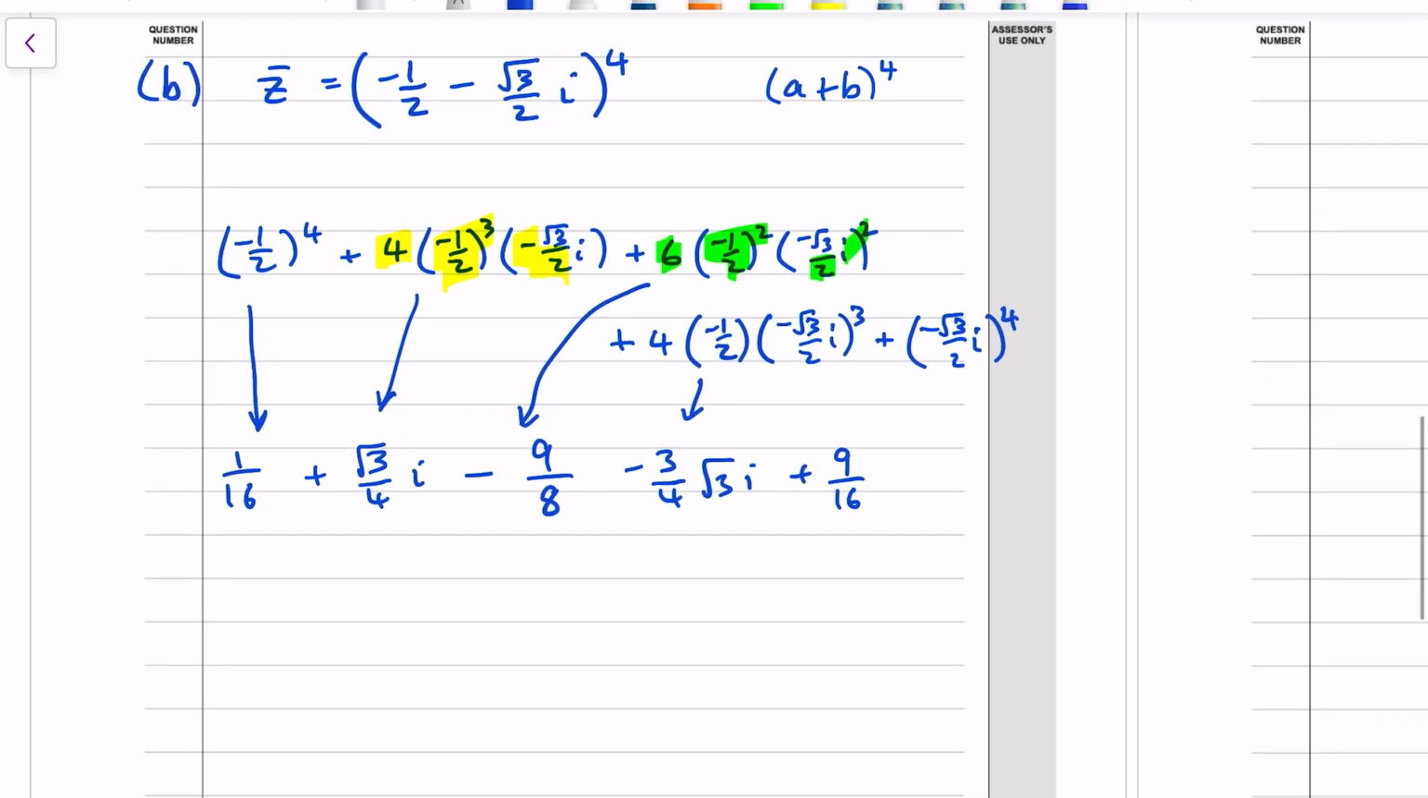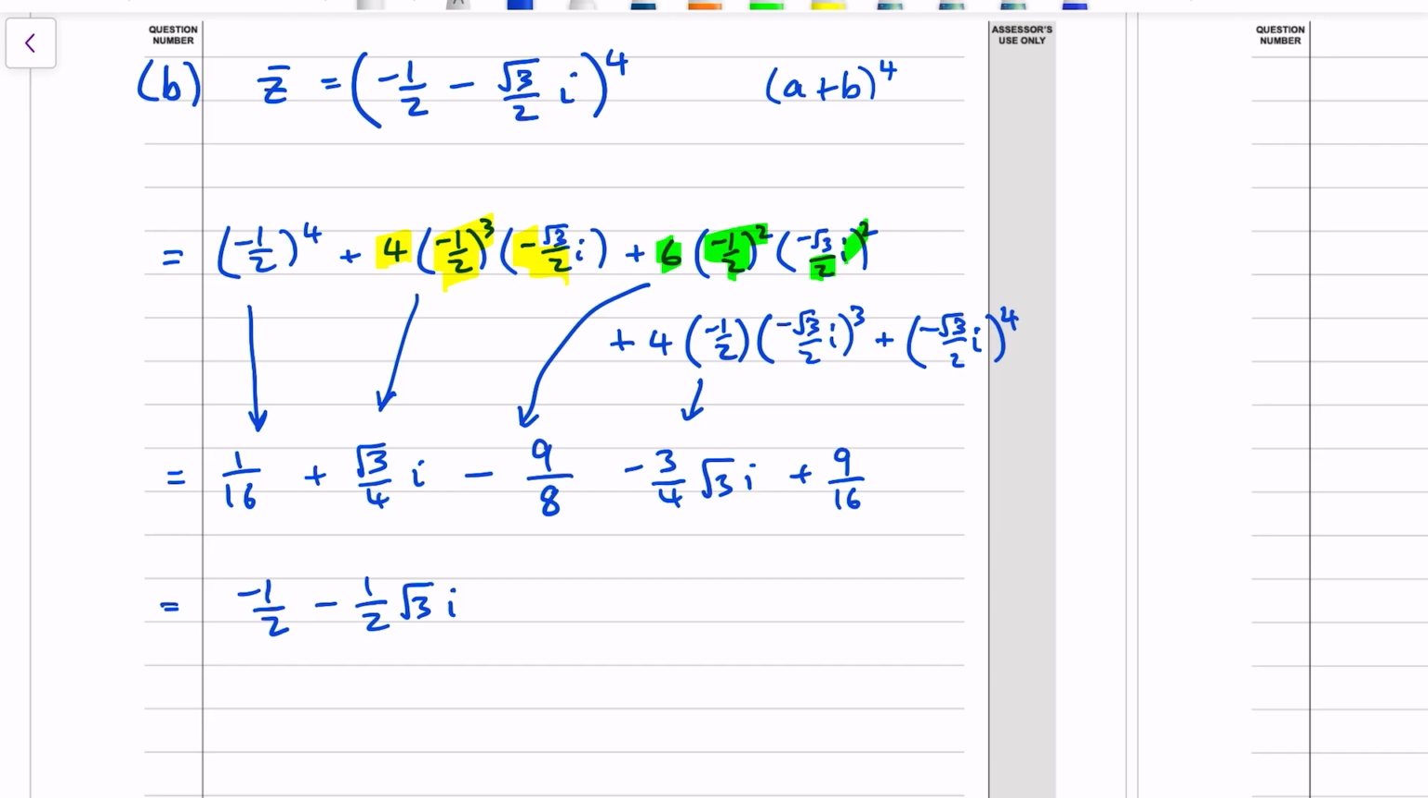Add the real terms together and add the imaginary terms separately. You end up getting minus 1/2 minus 1/2 root 3i, which turns out to be z bar. Interestingly, when you take the complex number z and you power its conjugate by 4, you get the same thing.